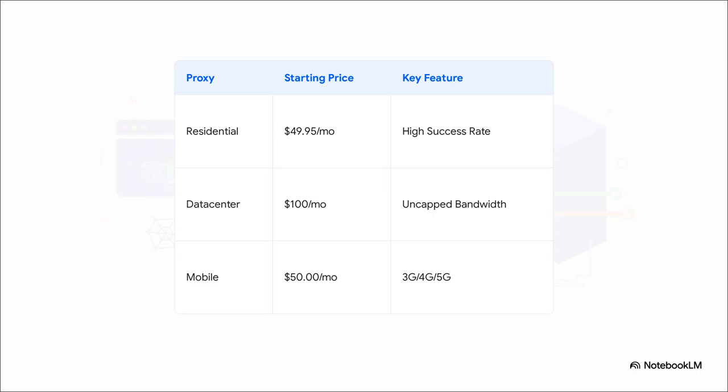Of course, scaling costs can easily skyrocket, which is why the source material really emphasizes transparent pricing. By matching your specific scraping use case to a flat monthly fee, like residential starting at around $50 a month for high success rates, or data center plans giving you uncapped bandwidth starting at $100 a month, you know exactly what your infrastructure is going to cost. No nasty surprises, no guesswork.